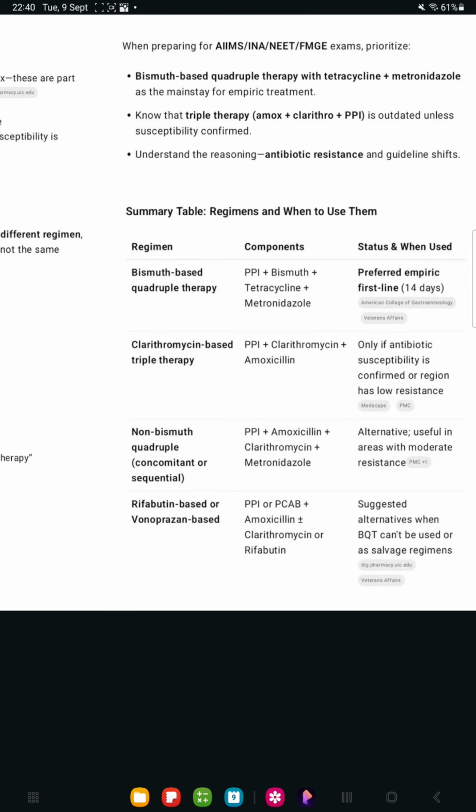And the rifabutin-based regimen; vonoprazan is a new PPI. So you can tell me what this vonoprazan is if you want. Okay, so this is a PCAB, potassium-competitive acid blocker, plus amoxicillin, plus or minus clarithromycin or rifabutin that we are using. These are the suggested alternatives when BQT cannot be used or as a salvage regimen.